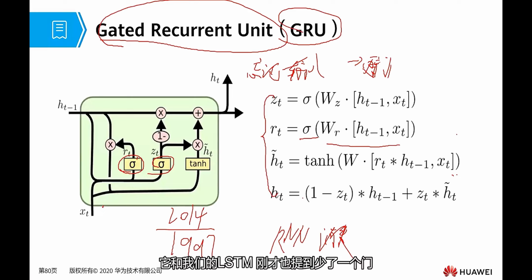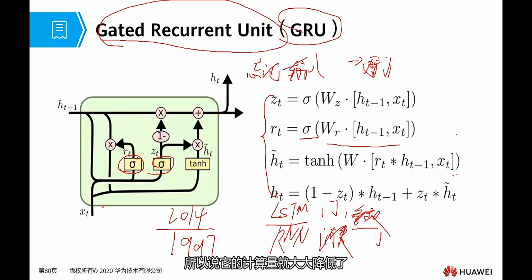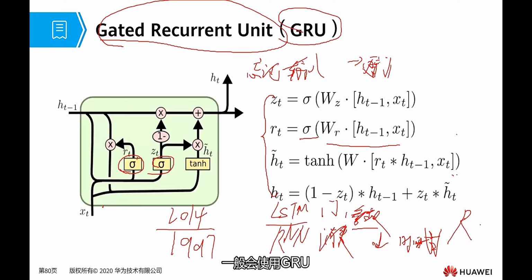As mentioned earlier, it lacks a gate compared to our LSTM, which means it has fewer parameters. Therefore its computation load is significantly reduced, ensuring a lower time cost for us. So in our engineering work, we generally use GRU. This is our recurrent neural network.